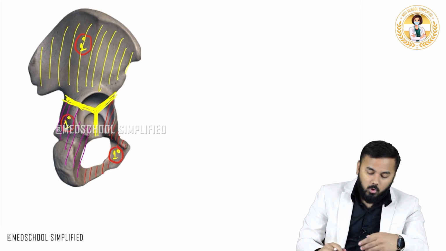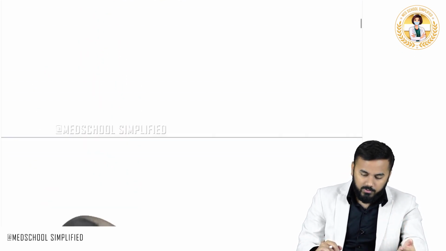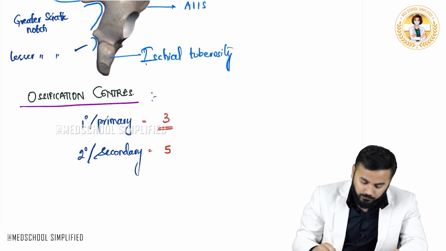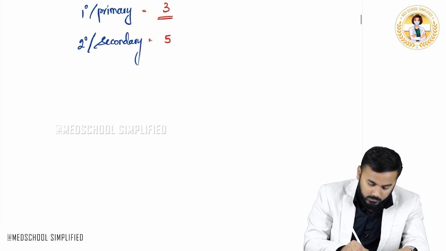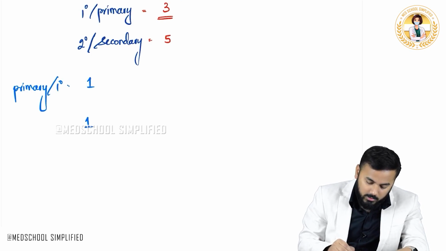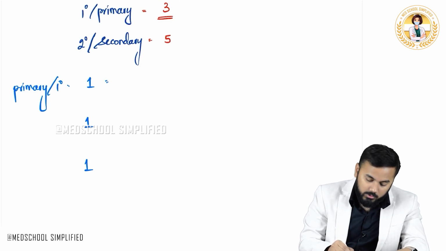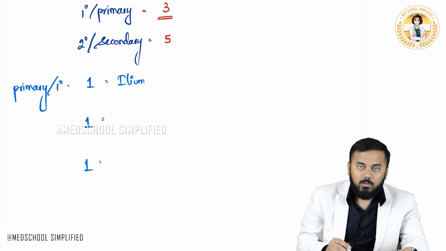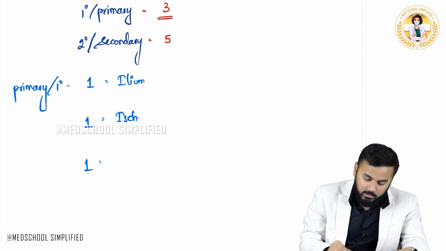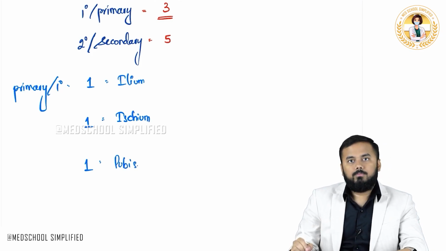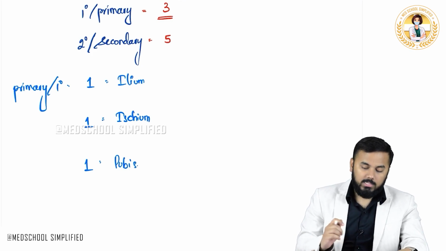Now, how many ossification centers have I drawn? One in each of the bones. So let us write it down here: 3 ossification centers. In primary we have got 3 ossification centers, 1, 1 and 1. One ossification center is located in the ilium, one is located in the ischium, and one is located in the pubis. Clear? So these are the three ossification centers.